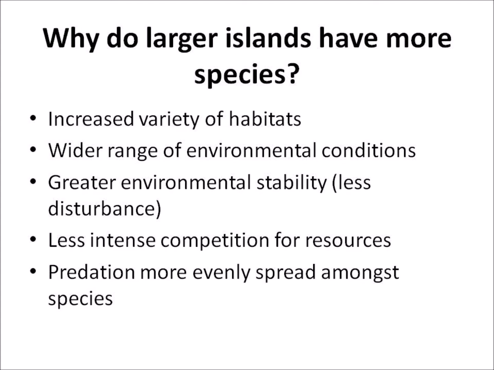Less intense competition for resources. So larger islands have more resources than smaller islands. So smaller islands are going to have more intense competition, which could limit the number of species that island could support. And on a similar vein, if you have a larger area, then predation can be spread more evenly amongst species. So less intense competition and perhaps less intense predation as well, which would both help support a greater number of species.